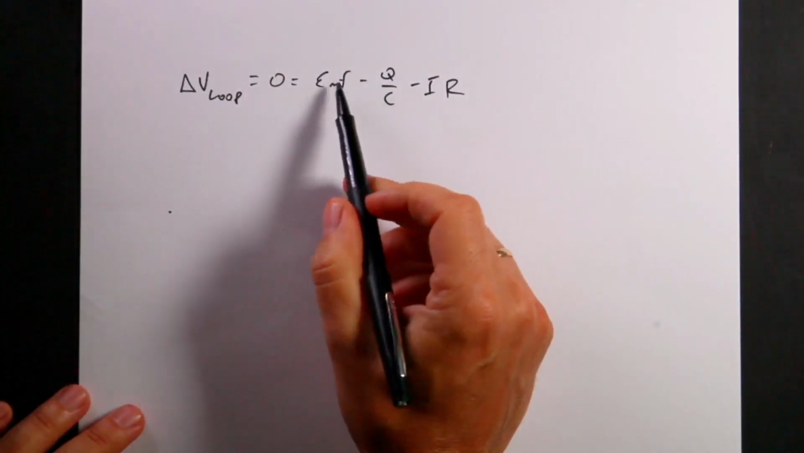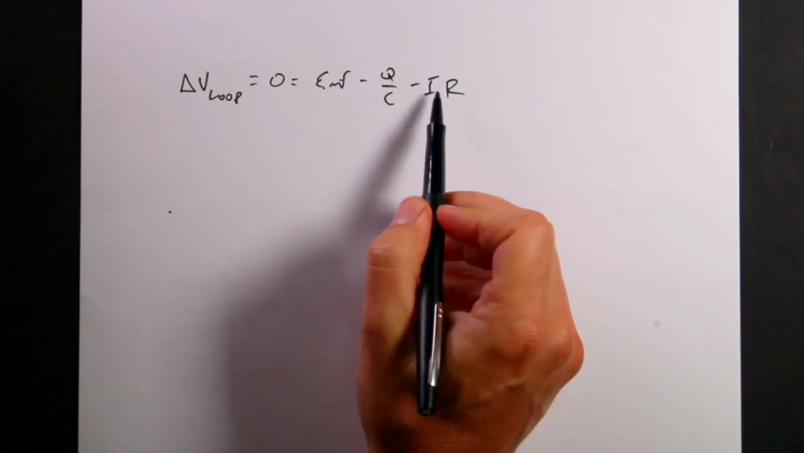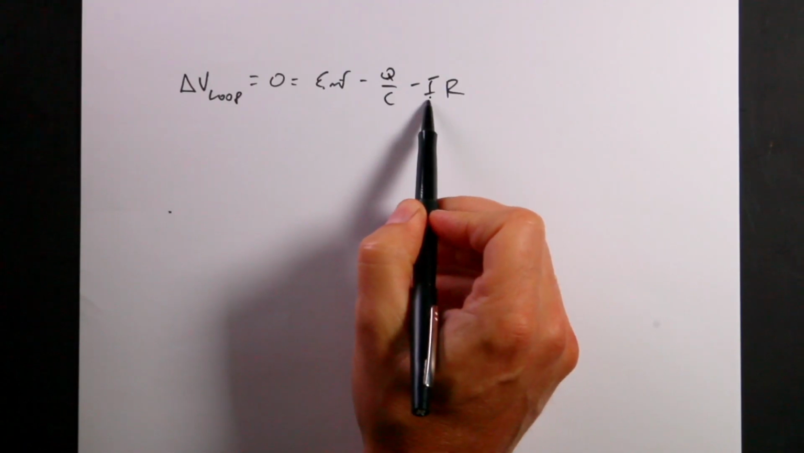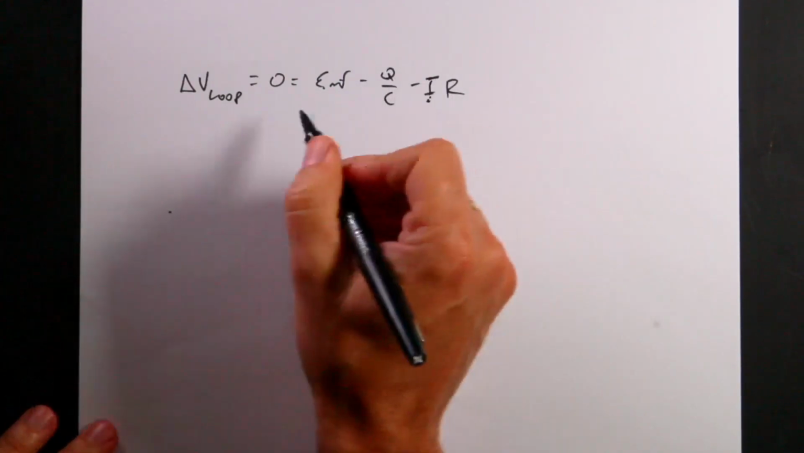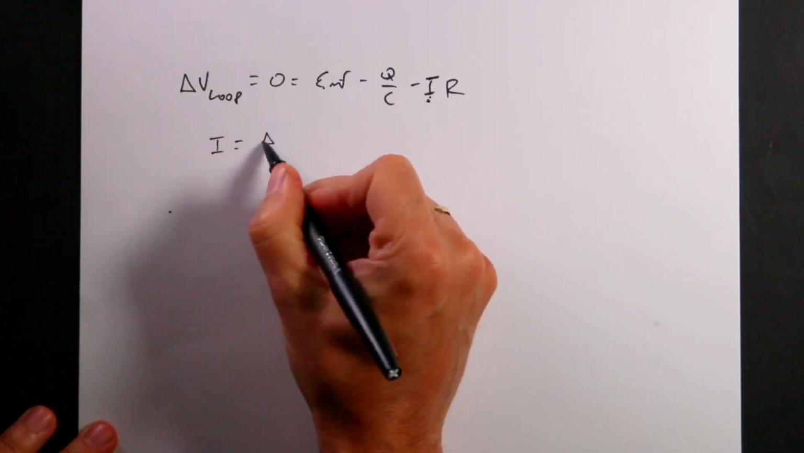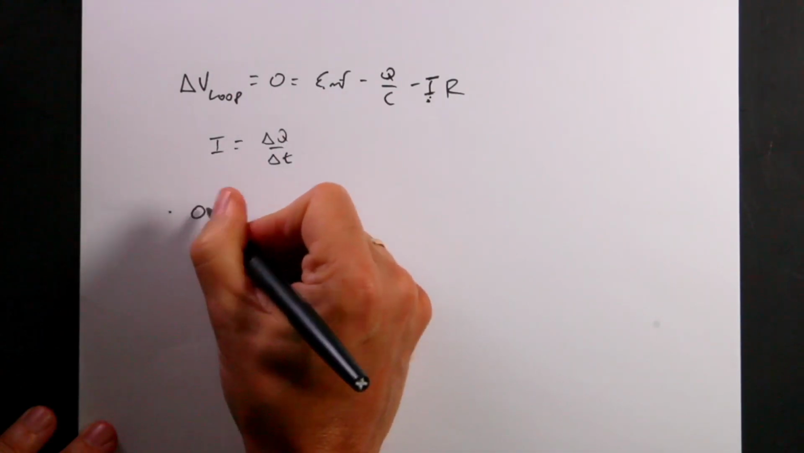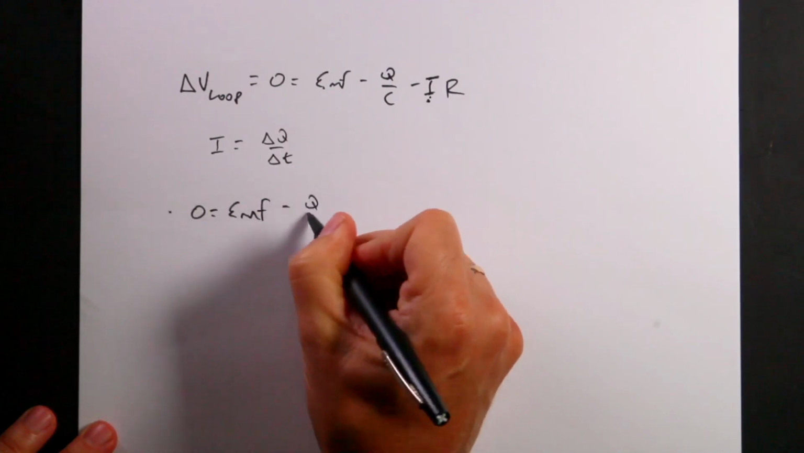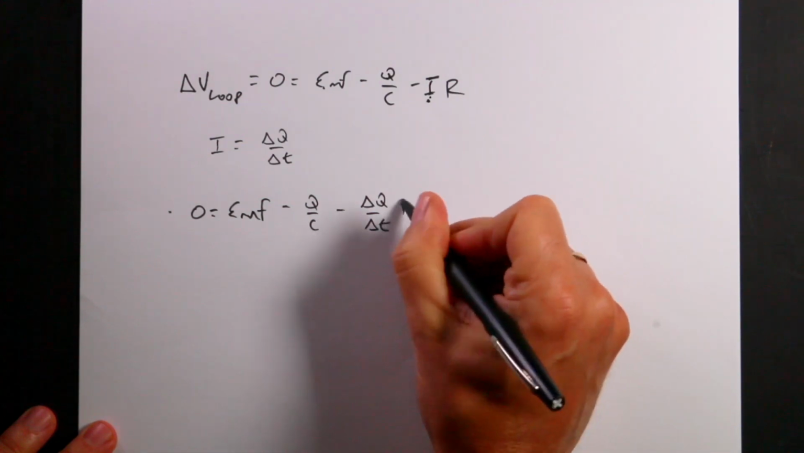Now I have EMF, that's a constant value. Q is the amount of charge on the capacitor, and then I have I. So both Q and I are going to change, but we need to see how they change in the same way. So I don't want to have I and Q. I want to instead put I equals delta Q over delta t, and then put that in right up here. So I have 0 equals EMF minus Q over C minus delta Q over delta t, R.